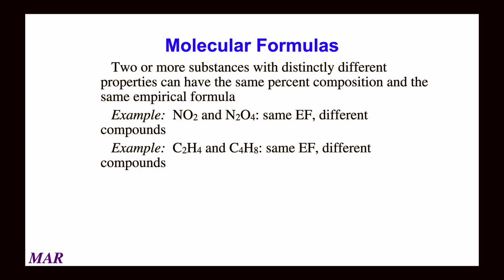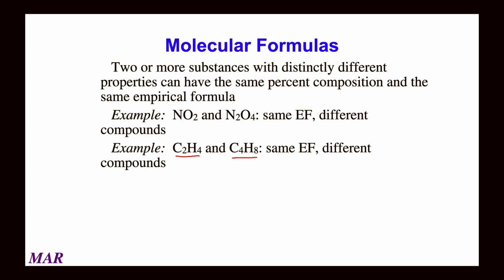And the same thing with C2H4, which is called ethene, it helps keep our bananas ripe, and C4H8 butene, which is a type of fuel. They both have the same empirical formula, but they're different compounds as well. So sometimes knowing the empirical formula just isn't enough. We need to go that extra step.